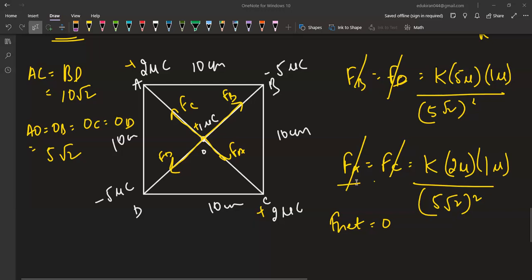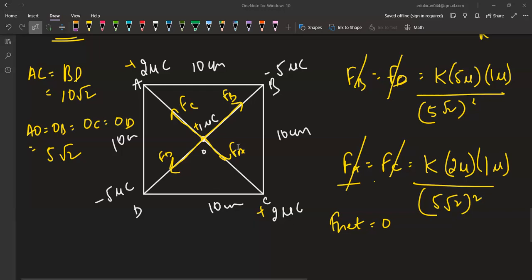Then you will show what is FA. This will come equal to FC. Then the magnitude of FC, you will calculate, you will show this is equal to this. Then you will take out the net resultant force across diagonal AC. When you subtract, that will come out to be zero. Then finally you will take net force across the entire center, that is the sum of all the forces, FB minus FD plus this force plus this force. So you will write directly F net is equal to zero because all the forces are cancelling each other. This is how you have to properly write in the exam.